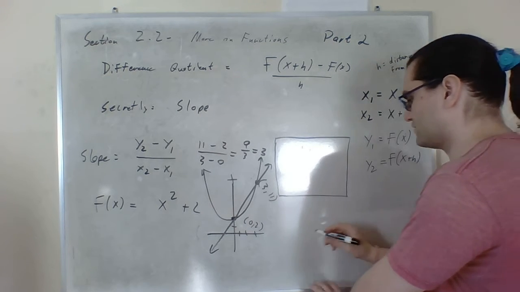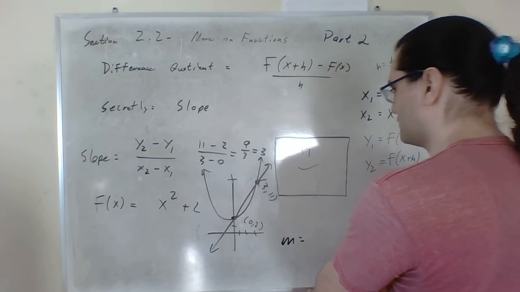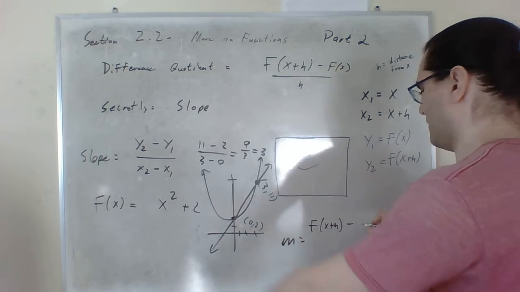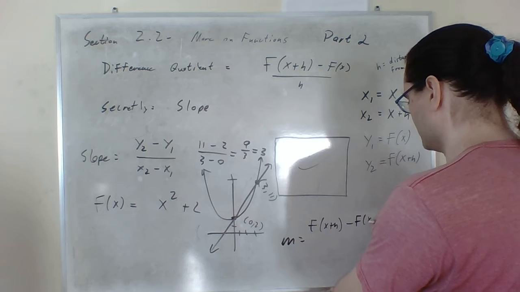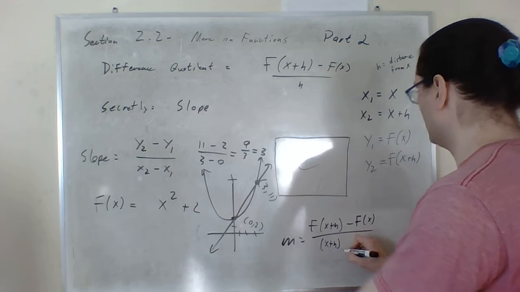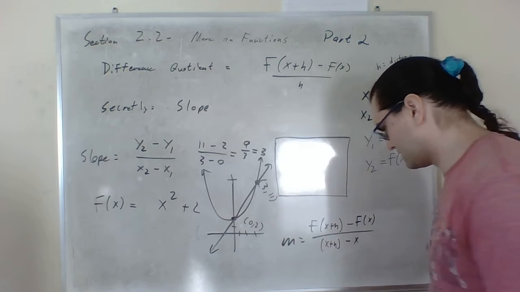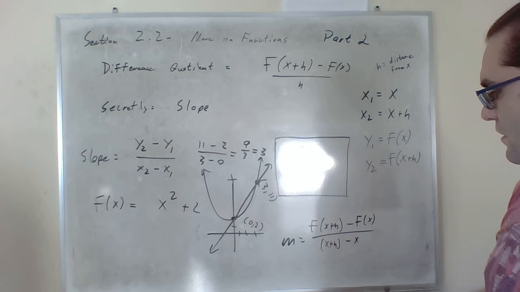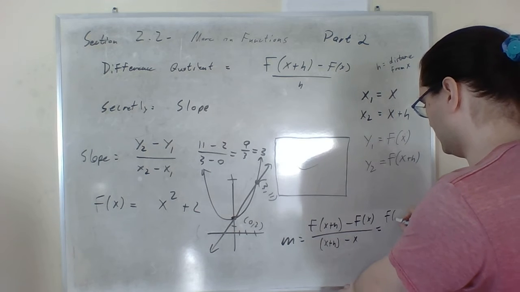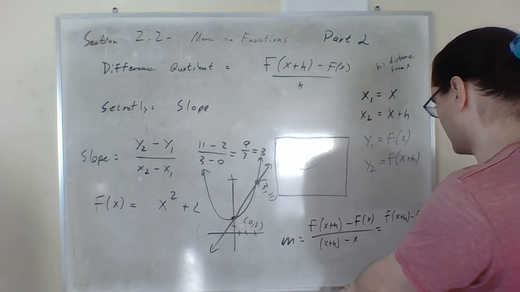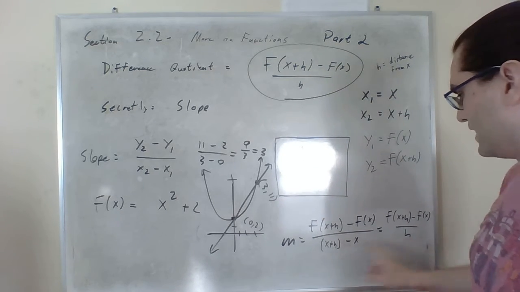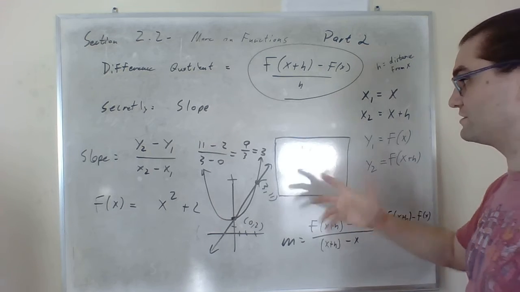If you do all of this and then try to write the slope formula, your slope formula is going to be y2, which is f of x plus h, minus y1, which is f of x, all divided by x2, which is x plus h, minus x1, which is just x. And if you do this, the x's on the bottom cancel. I'll leave you with f of x plus h minus f of x all over h, which is the difference quotient. It is exactly the same as a slope. We just changed the symbols around a little bit.